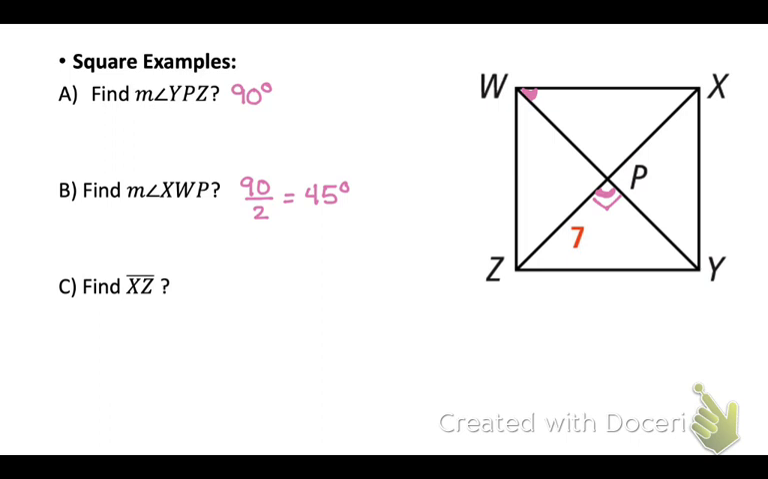Okay. XZ. 14. Why? Because 7 plus 7 equals 14. So 7 plus 7 or 7 times 2? So 14. YZ? Oh, XZ. Oh, okay. YZ, we would have to do the Pythagorean theorem, yes?